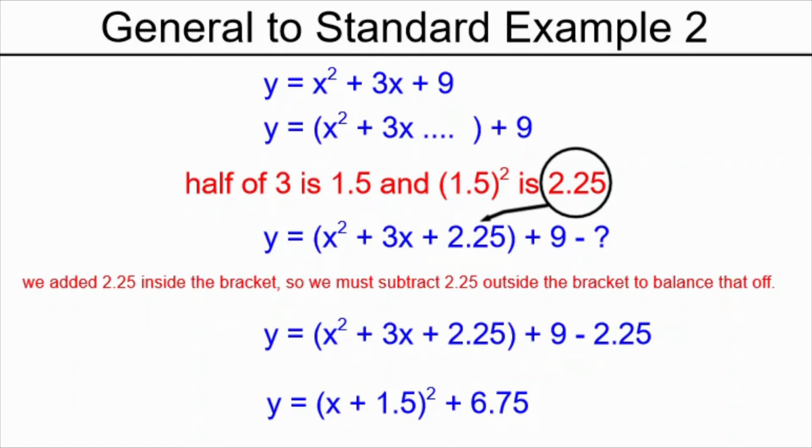The 9 and the minus 2.25 combine to give 6.75. Of course, the shortcut for the factoring is the 1.5 we found earlier is what we need inside the bracket in our binomial that is being squared. That is today's Daily Dose of Math.